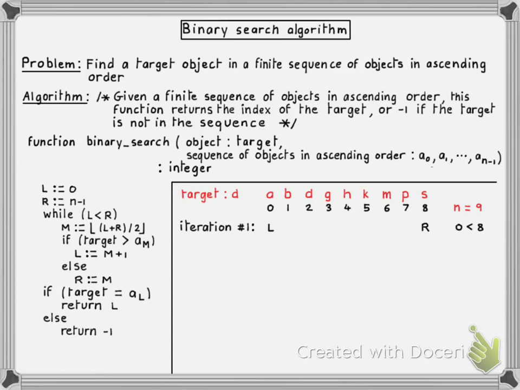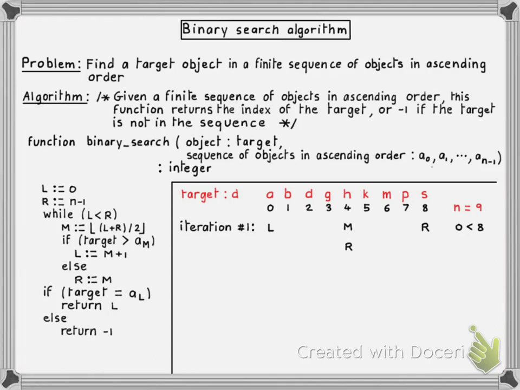The first step is to compute the position of the middle element. 0 plus 8 divided by 2 is 4. So m is equal to 4. Notice I indicate the values of the variables L, M, and R by their position right under their value. Now, we can compare the target element D with the element at position M, A sub 4. D is not greater than H. Therefore, we are going to move the pointer R to M. In other words, we're going to assign to R the value 4. And that is the conclusion of the first iteration of the loop.